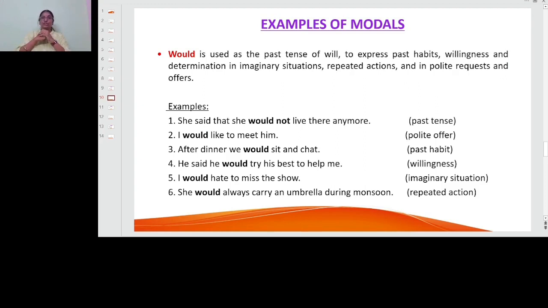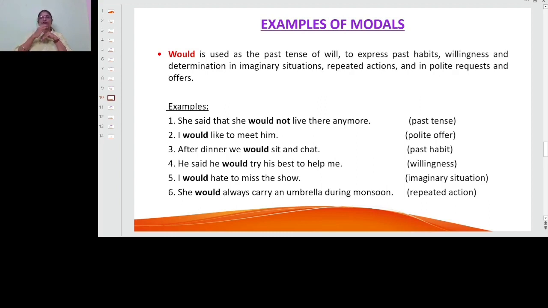So, would is used as the past tense of will to express past habits, willingness and determination in imaginary situations, repeated actions and in polite requests. As you use could for can as a polite request, you use would instead of will. Will you help me? Would you please move a bit? There is a difference. Both are actually asking permissions, but would is used in a polite manner.